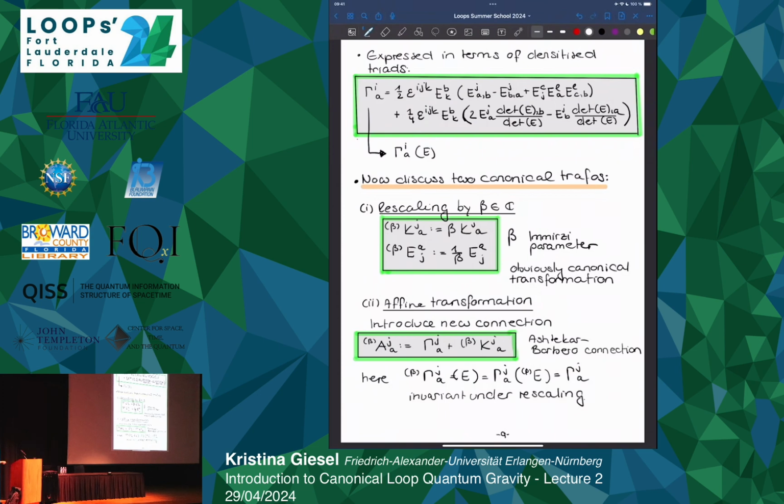So now one can ask the question, why didn't I put a beta here? But it turns out that if I plug in the rescaled densitized triad in the spin connection, it's basically the same as if I do not rescale the E, so it's invariant under this rescaling, and that's why the beta only occurs here at the K variable.